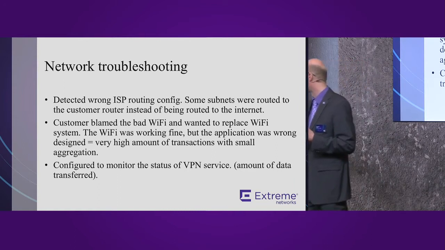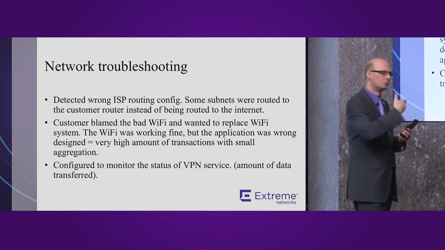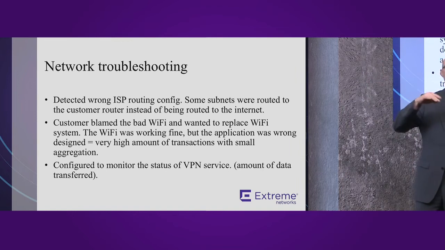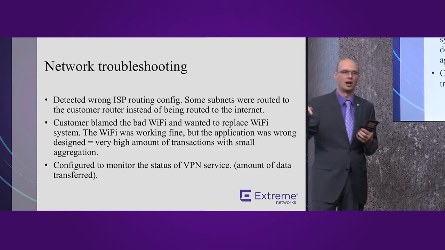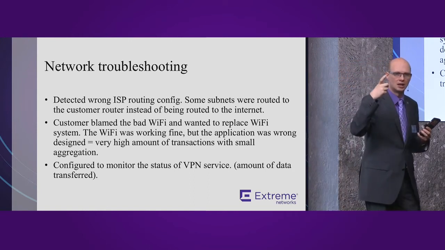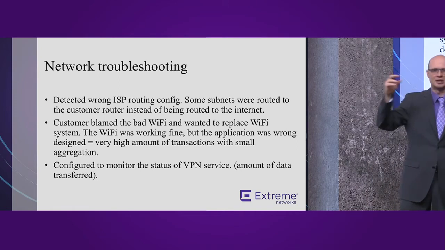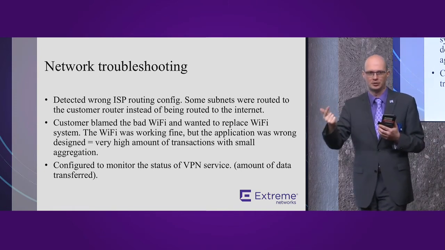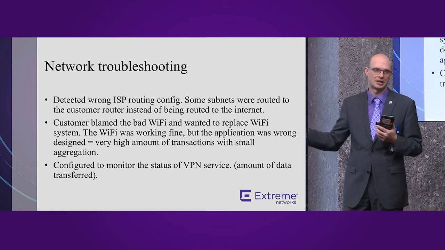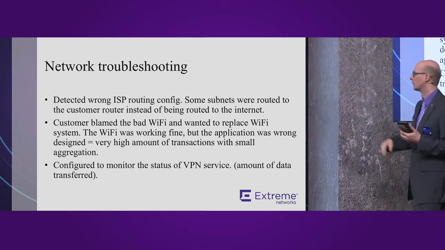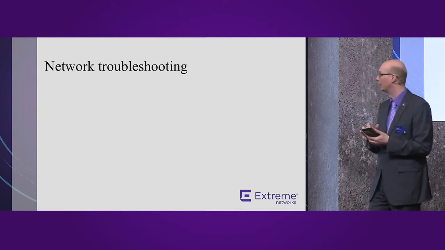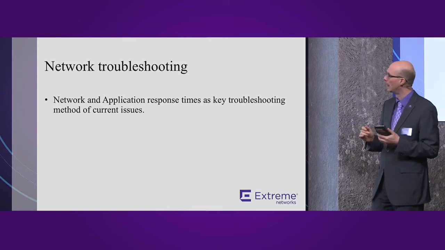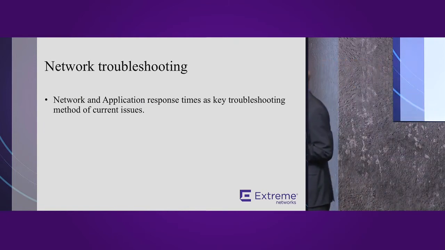Okay. The customer configured this solution to verify if all VPNs to all his customers were working fine all the time. It's not just if the VPN tunnel is up, but also if the traffic is going through the tunnel. Okay? So that's another use case for network troubleshooting. If you see that, you can easily work with that. Okay? Network and application response time are key for troubleshooting, so that will be the demonstration.